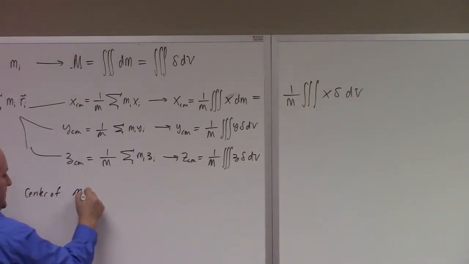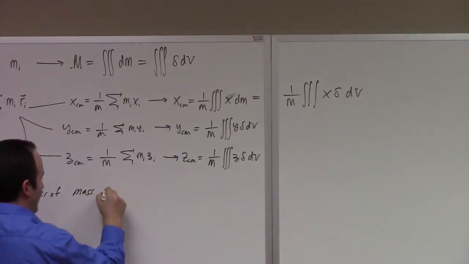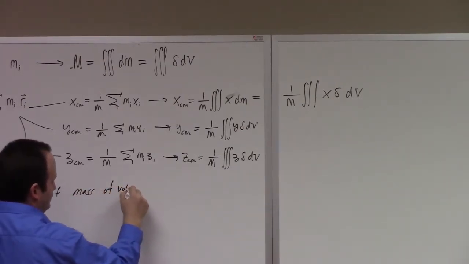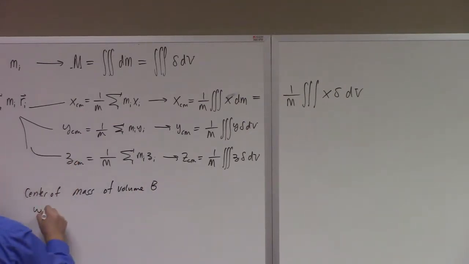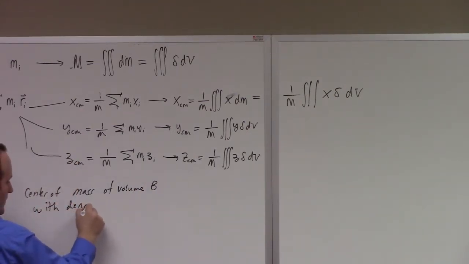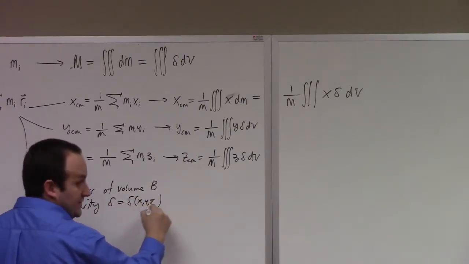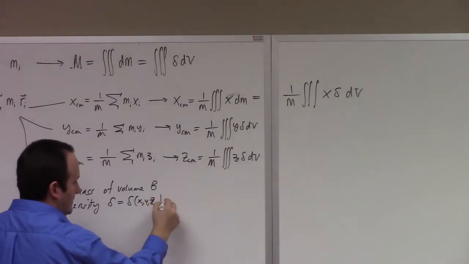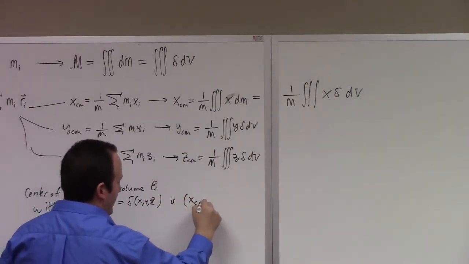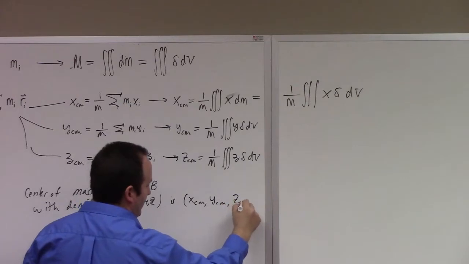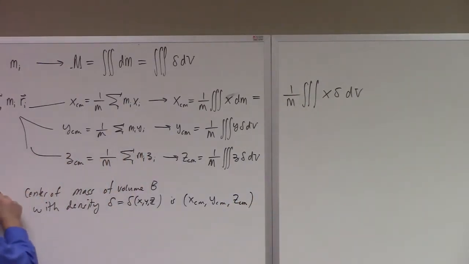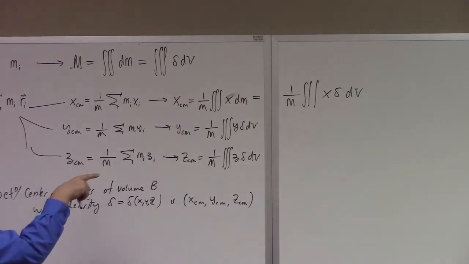So let me just make a conclusion, then answer the question. Center of mass of volume, let's say B with density delta, which is a function of x, y, and z, generally speaking, is x center of mass, y center of mass, z center of mass. That's just a definition, essentially, for us in here. I tried to give you a little bit of the flavor of how it's motivated physically from the finite case, but that's just a motivation. This is actually what you do in terms of the calculus here.